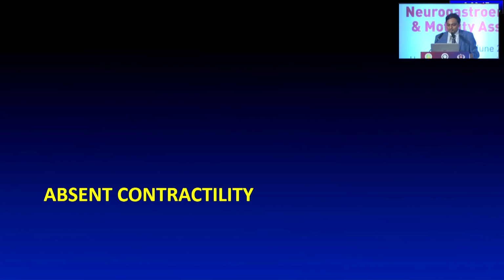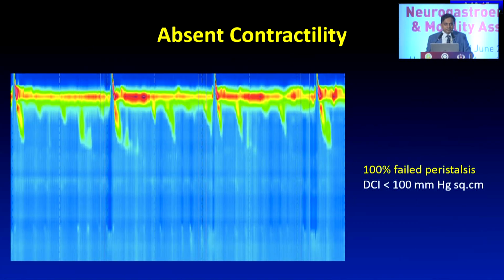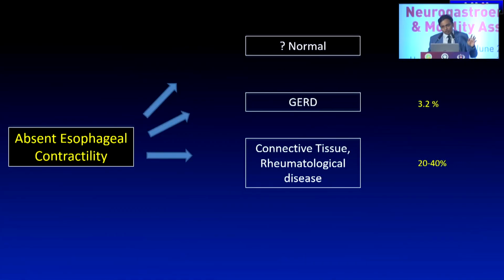Then comes absent contractility. Absent contractility is 100% failed peristalsis, that is DCI less than 100 in all the swallows. Now, absent contractility is rarely seen in normal population, unlike ineffective esophageal motility, very, very rare in the normal population. In GERD patients it might be seen in around 3% of patients. It is very common in connective tissue disorders. A typical example is scleroderma, where around 40% of the patients might show absent contractility.